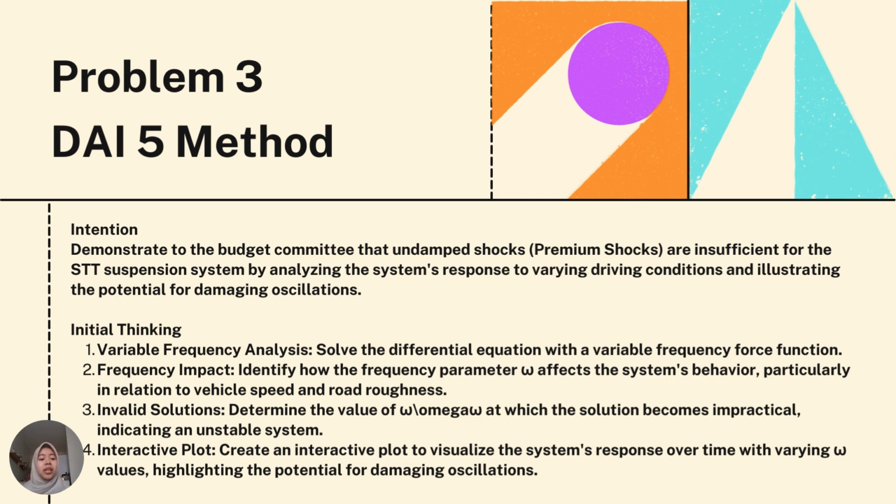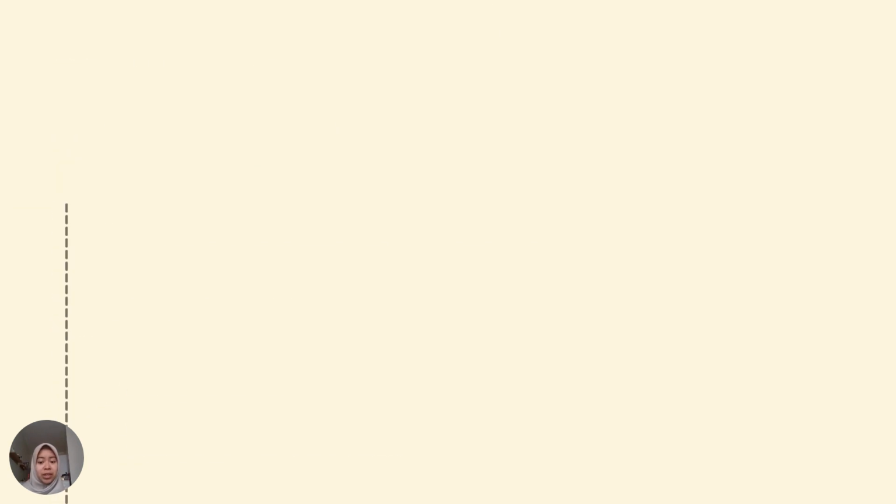The initial thinking is the variable frequency analysis. The second is the frequency impact after the variable frequency, and the third is the invalid solution with the value of omega. The last is the interactive plot, so we can visualize the system response over time while varying the omega values, highlighting the potential for damaging oscillation.